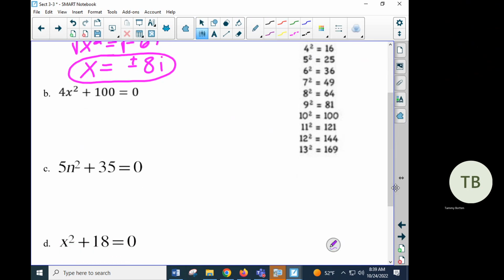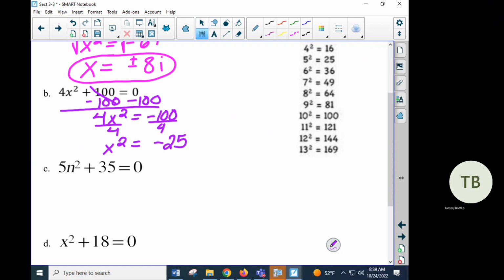Now this one, if I bring that 100 over, I'm going to subtract it. And I get 4x squared equals -100. Then I divide by 4. And x squared equals -25. So to get rid of that x squared, we take the square root. And so x is going to equal, whenever you take the square root, you go plus or minus. Square root of 25 is 5. And because of that negative, I have to take out an i.